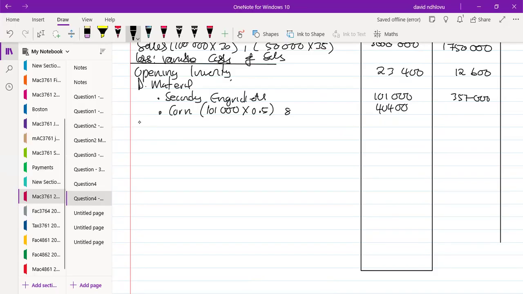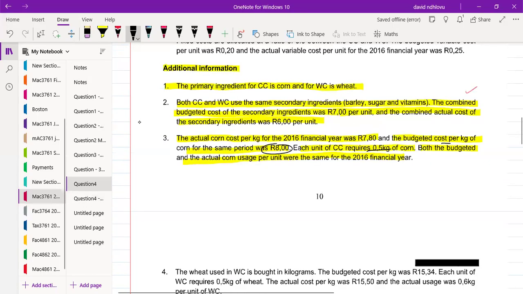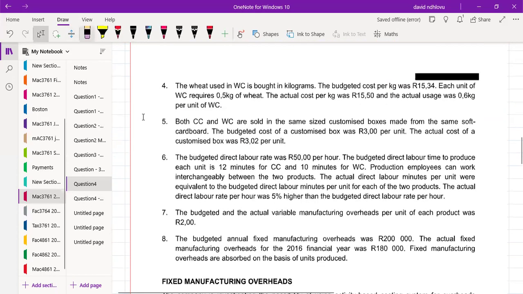Now corn is only used for the corn product. And then these guys, the wheat or the WC uses what? Wheat, not corn. So now we then go to the wheat. This is what they've said. Similar calculation. The wheat used in WC is bought in kilograms. The budgeted cost per kg was 15.34. Right, each unit of WC requires 0.5 kgs of wheat.